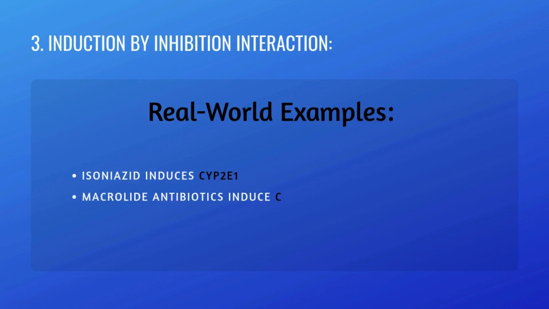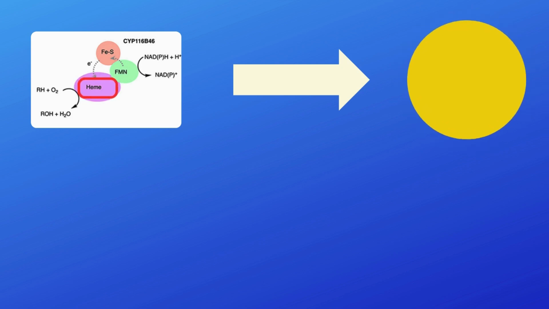Macrolide antibiotics induce cytochrome P3A1 this way. Various xenobiotics also use these complex mechanisms to induce cytochrome P2E1. Now let's see one interesting mechanism here. Until now, we only talked about the heme group. Now let's talk about a concept without a heme group, which is apoprotein.